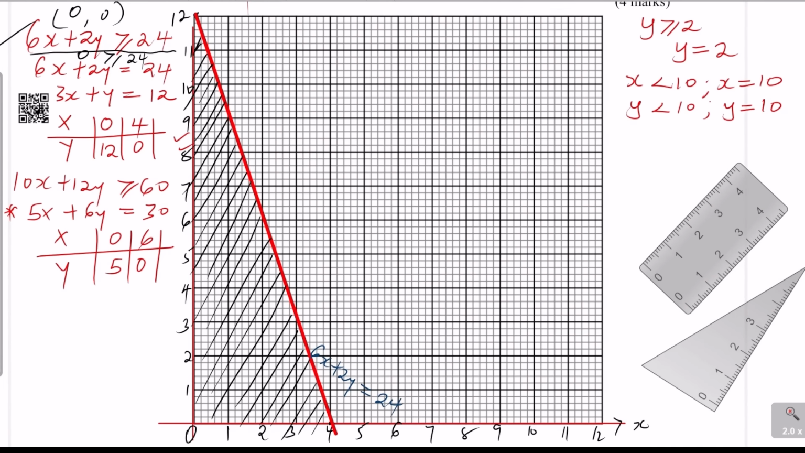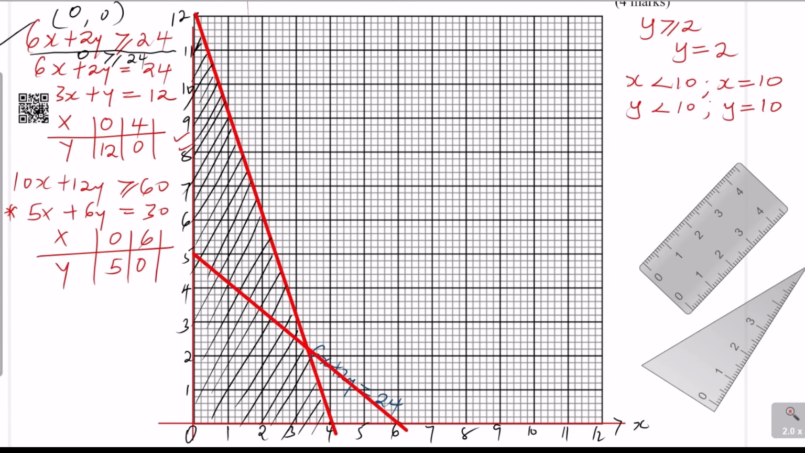We go to the next line. The next line is here: 10x plus 12y is greater than or equal to 60. So we draw this line. 0, 5 is here. And then the other one is 6, 0. 6, 0 is here. So these are the 2 points, 0, 5 and 6, 0. We join those points using a straight line, like that.